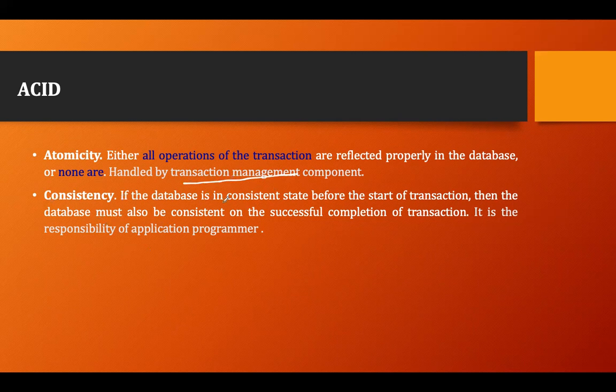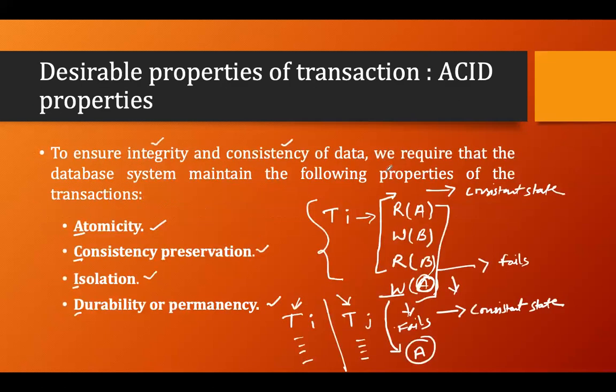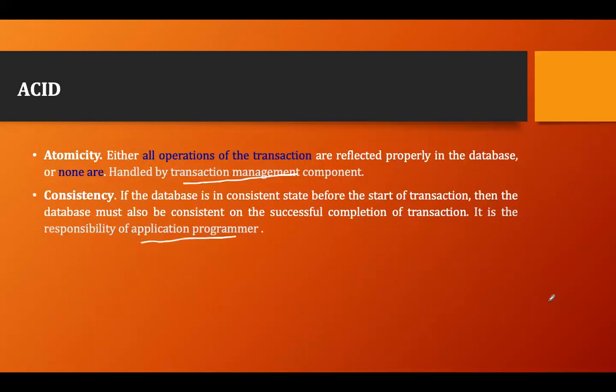Consistency. If the database is in a consistent state before the transaction starts, then the database must also be in a consistent state on successful completion of the transaction. It is the responsibility of the application programmer. Consistency means, as I told you, before the transaction starts, if my database is in a consistent state, after the successful completion of the transaction, my database should come into a consistent state, right? That is telling you about consistency.